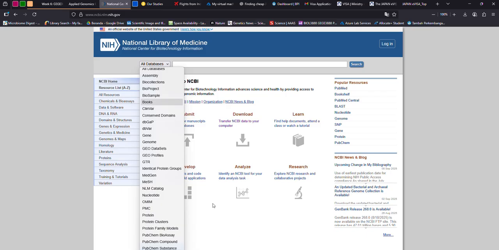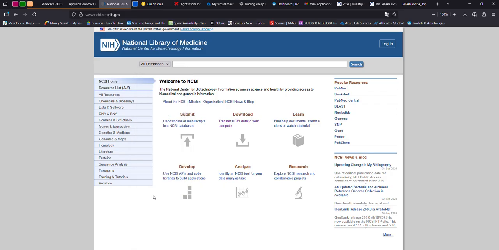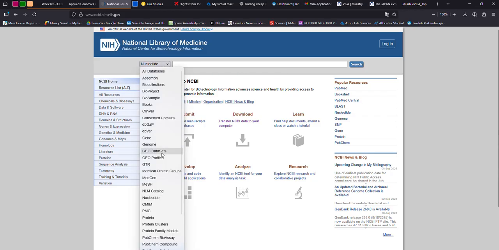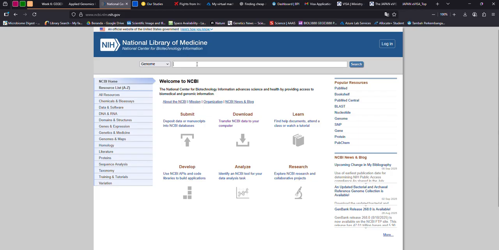And then where it says nucleotide, you'll click all databases, you'll change that to genome. And if you think you found that already, I will add the second question. What is the current predicted genome size for an apple?